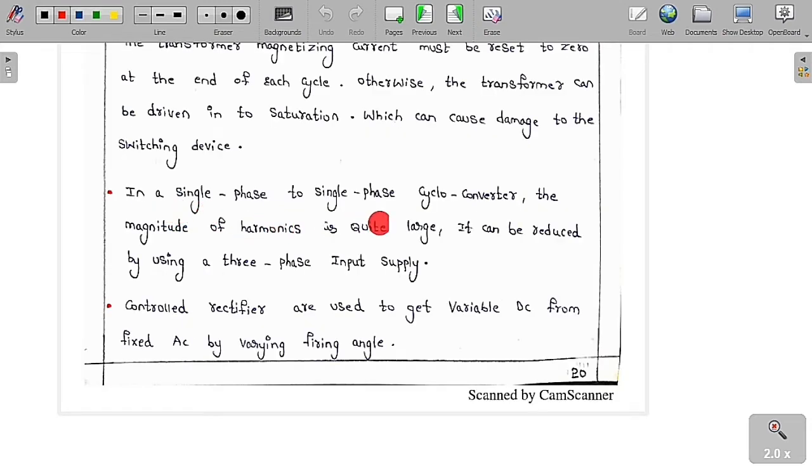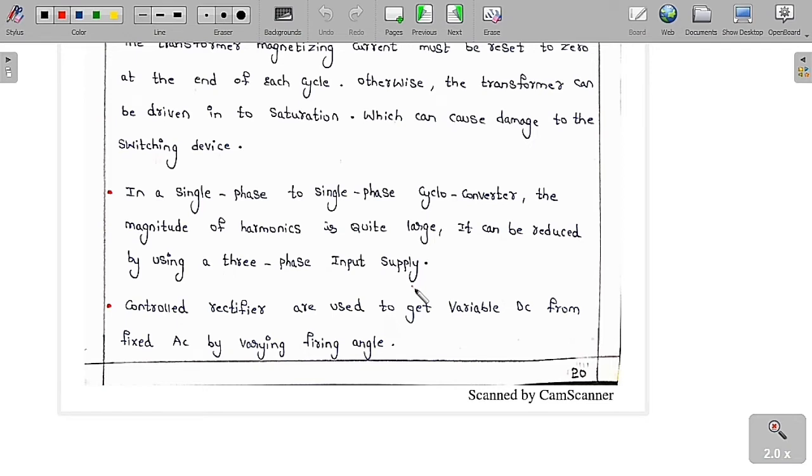In a single phase to single phase cycloconverter, the amount of harmonics is quite large. It can be reduced by using a 3-phase input supply. If the input supply is 3-phase, then we can reduce the harmonics considerably. Otherwise, the harmonics are very large.